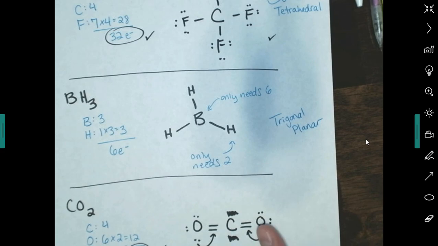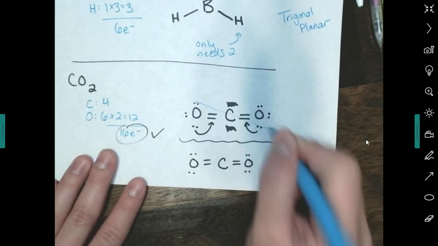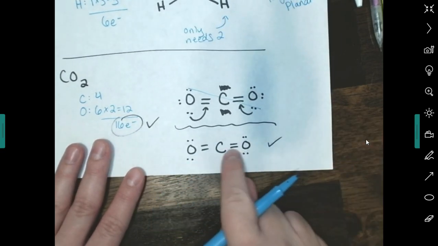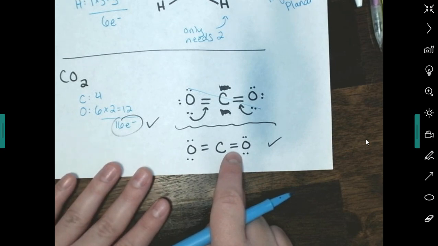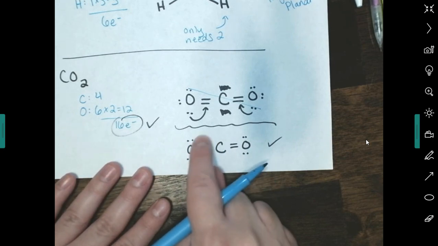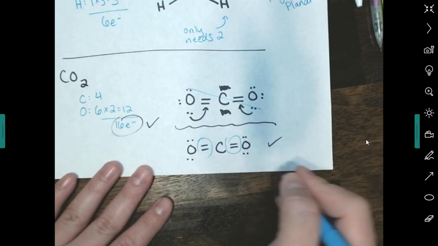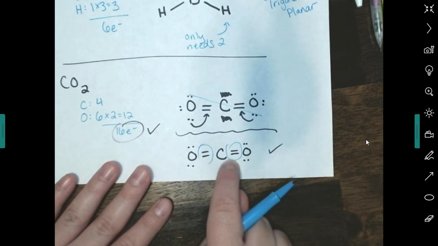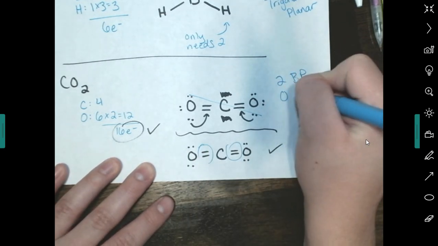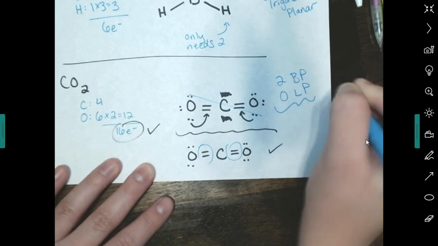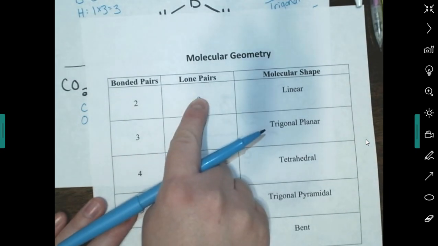Cool? Next one, I'm going to look at, okay, this was my correct structure. Cross that one out. All right, I have 2 double bonds. So what does that mean? If you remember back when we learned about this, a double bond counts as 1 bonding pair. So we're just going to count this as 1. We're going to count this as 2. So it's like I have 2 bonds and no lone pairs. So 2 bonding pairs, 0 lone pairs, because a double bond is going to count as 1 bonding pair. So 2 bonding pairs, 0 lone pairs, that would be linear.